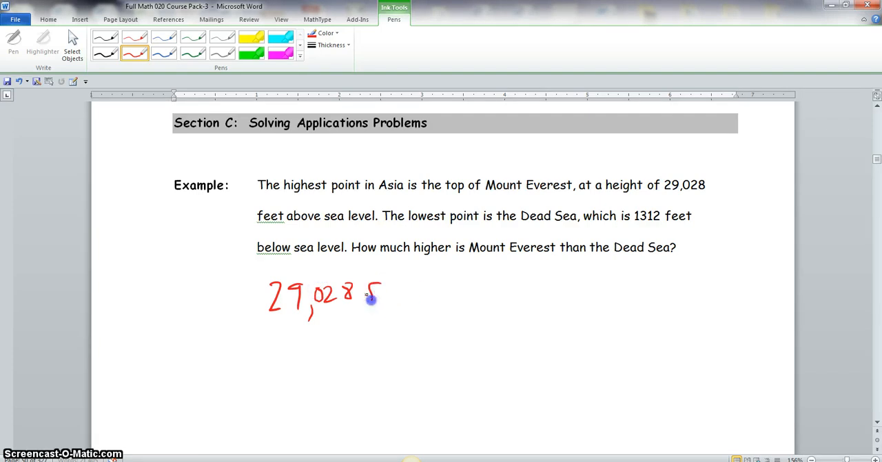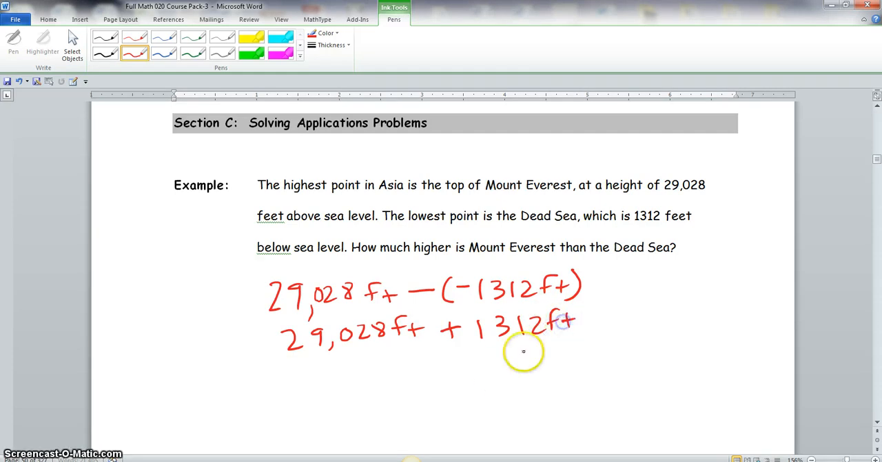29,028 feet above sea level, so that means that it will be positive. So we have 29,028 feet. Now it says the lowest point is the Dead Sea, which is 1,312 feet below sea level. So we would take minus, it'll be -1,312 feet. And it's negative because this is below sea level. So we have 29,028 feet minus a -1,312 feet. So since we have minus a negative, we know that will become a positive. So that'd be plus 1,312 feet. So we would add this.